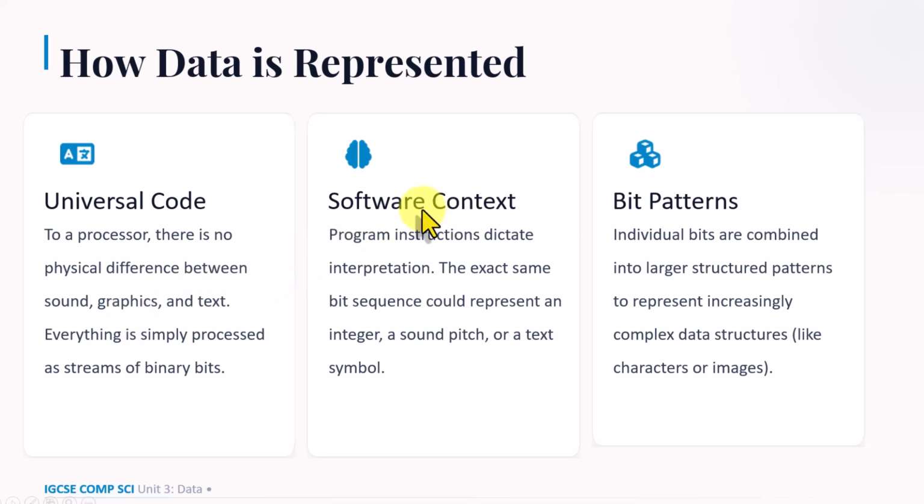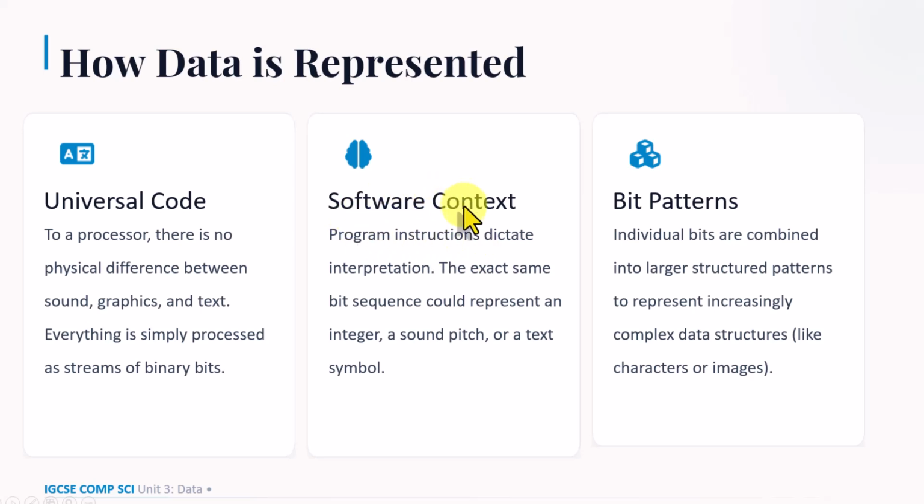And software provides the context: program instructions dictate interpretation. The exact same bit sequence, 1010, can be an integer, a sound pitch, a text character, a symbol, or anything.